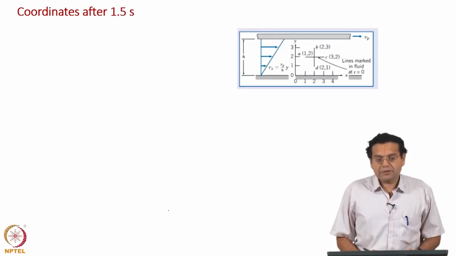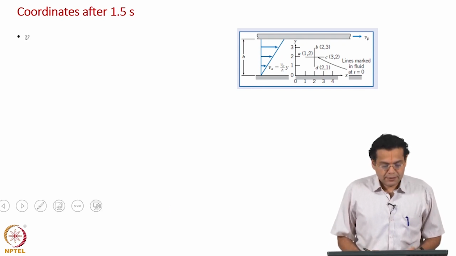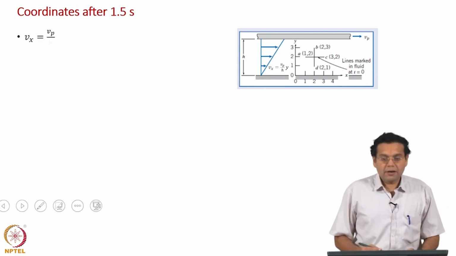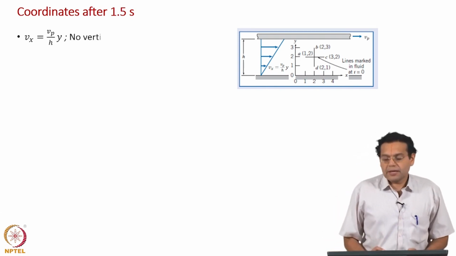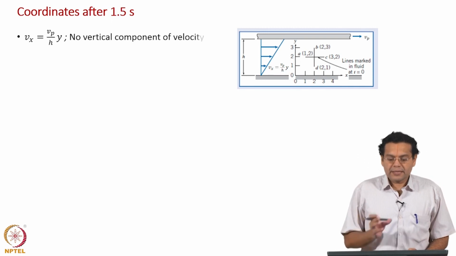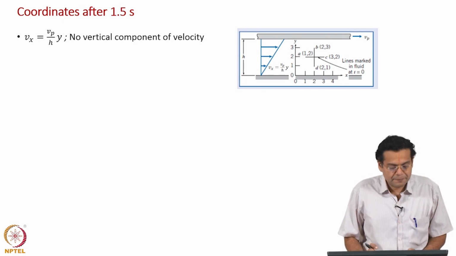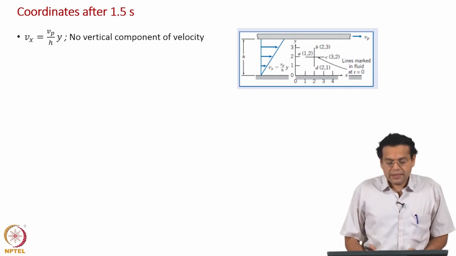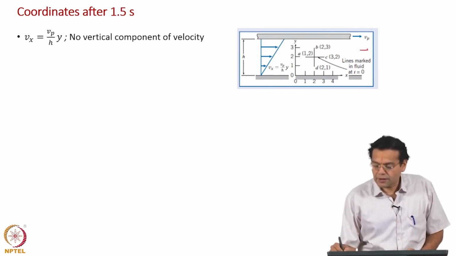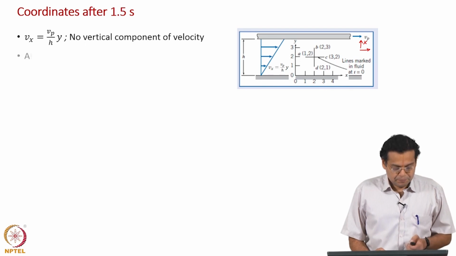Now, we are asked to find the coordinates after 1.5 seconds. Okay. So, let us do that. How do you find the coordinate? The original coordinate plus the displacement which has happened during the time of 1.5 seconds, that is all we will have to do. In this case there is only the x component of velocity, there is no y component of velocity.